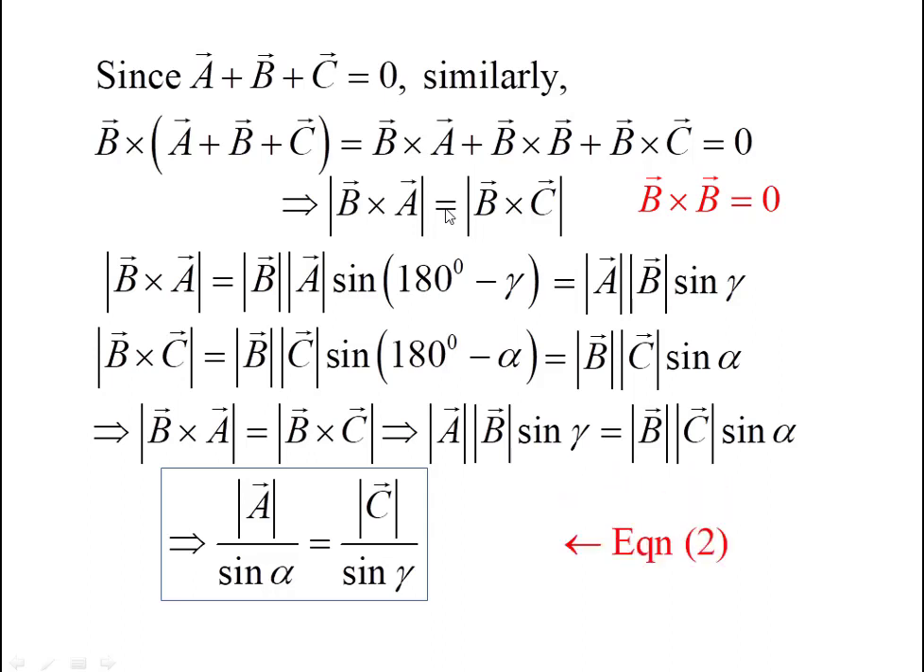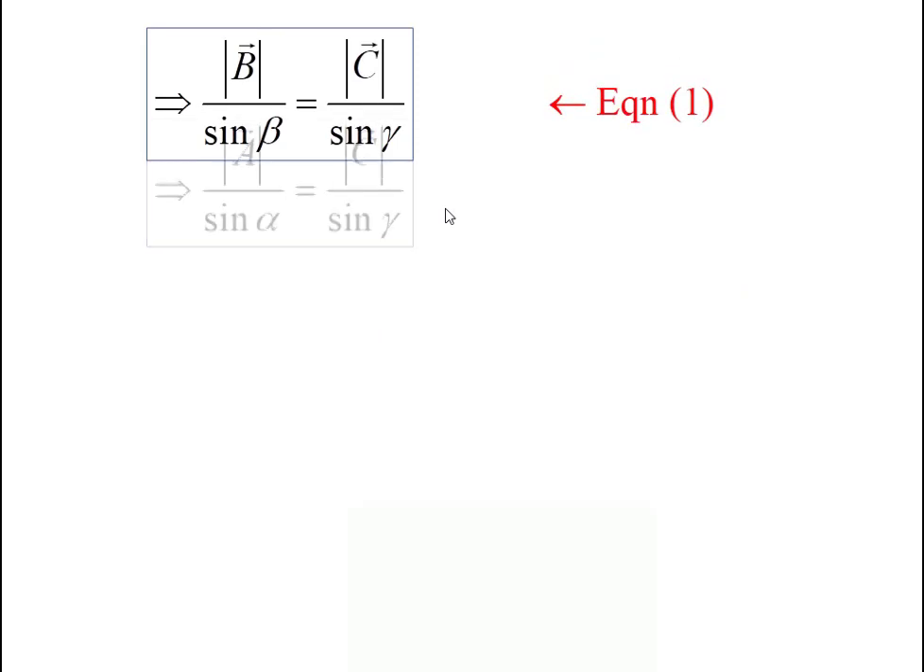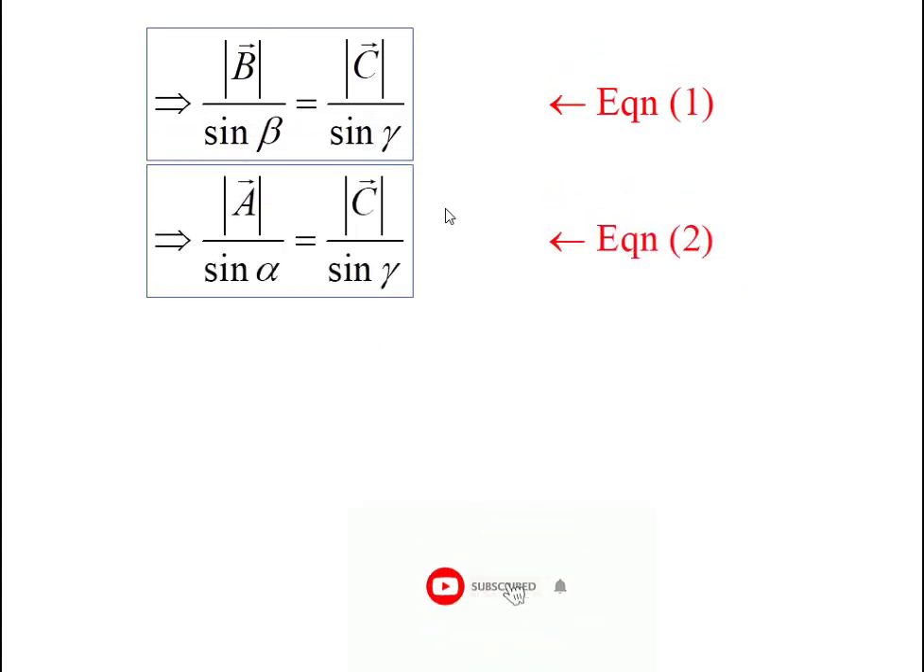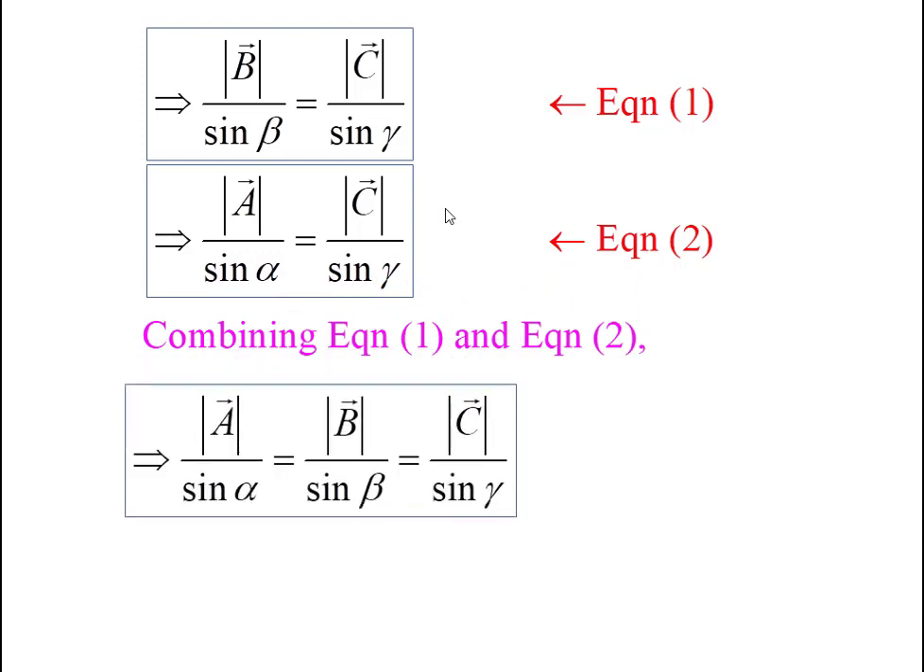So this is taken to be equation 2, and this was my equation 1. I want to remind you of both of them on the same screen, and then by combining these two, because the right side of both of the equations are the same, this is c over sine gamma, this is also c over sine gamma, we can simply equate them, so all 3 of them must be equal in fact. So this is actually the proof of what is called the sine law.